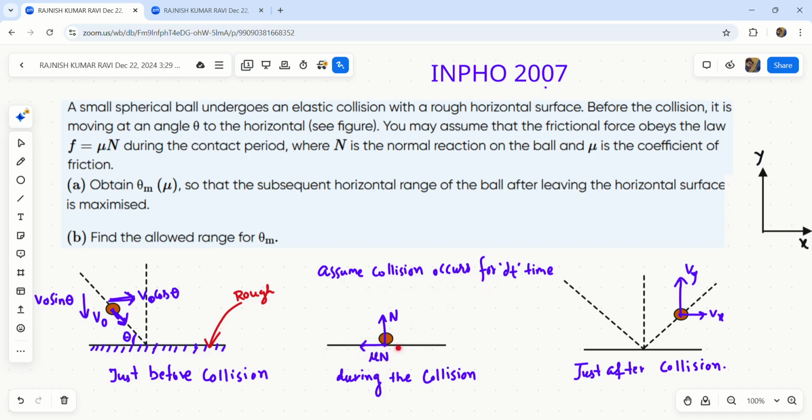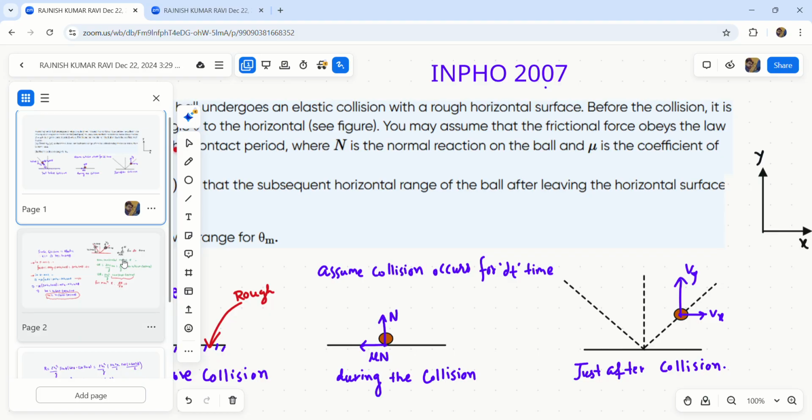Let me assume this collision occurs for a very small time dt. Throughout the process, these two forces are going to act on this spherical ball: a normal in y direction and friction mu naught N in leftward direction. This is the situation just after the collision. We have assumed that after the collision, the spherical ball is moving with vx speed in x direction, and its speed in y direction is vy. Let me proceed on the next page.